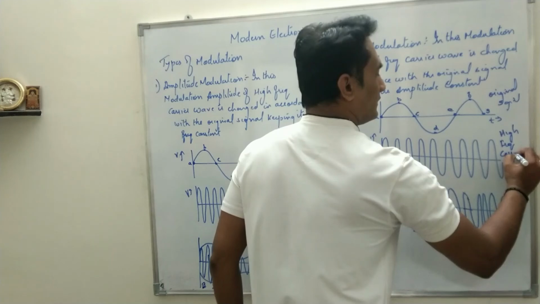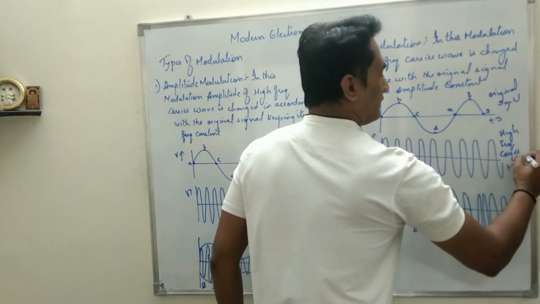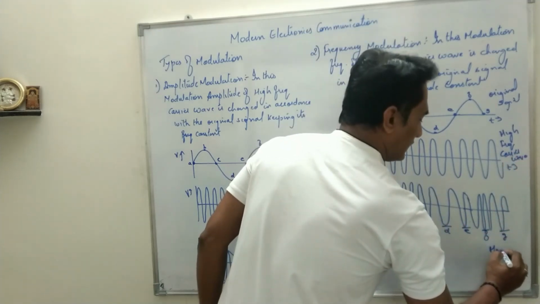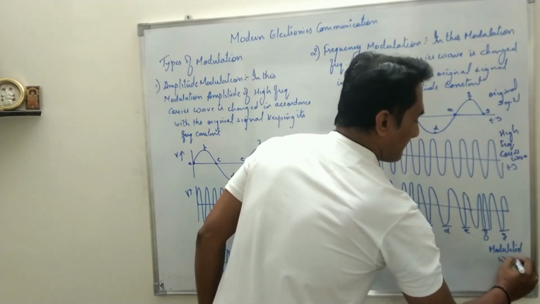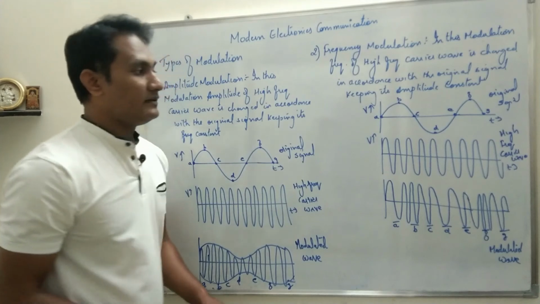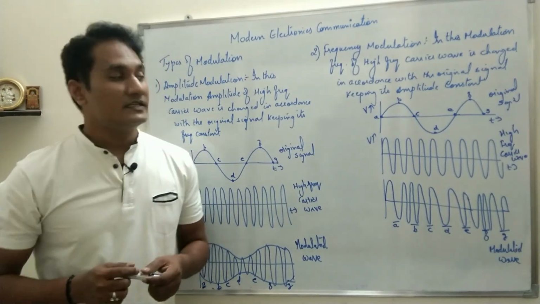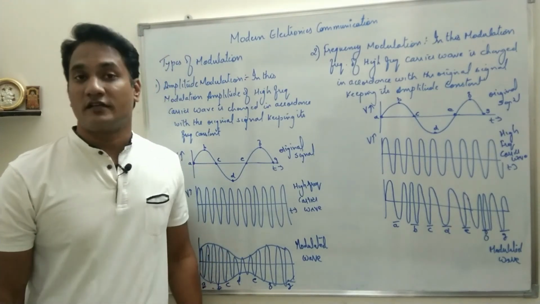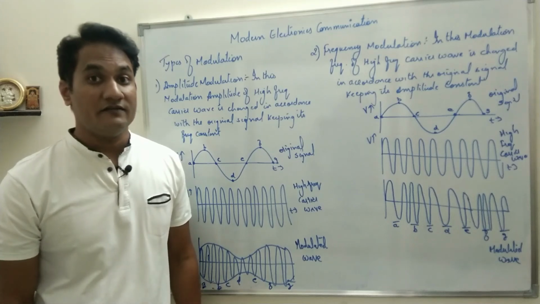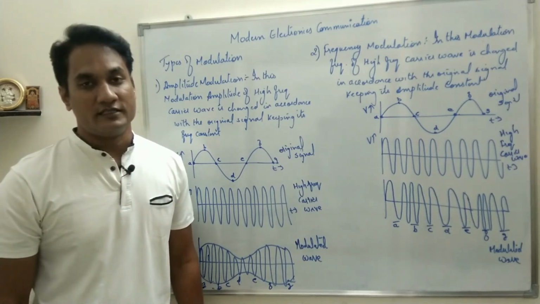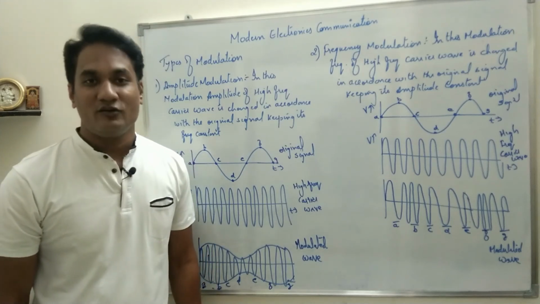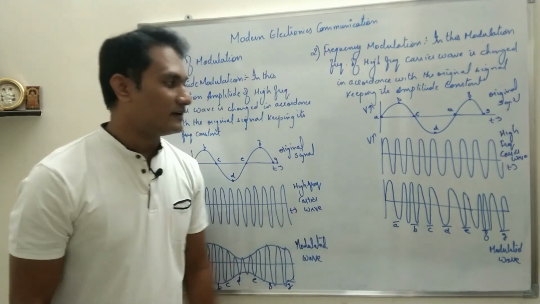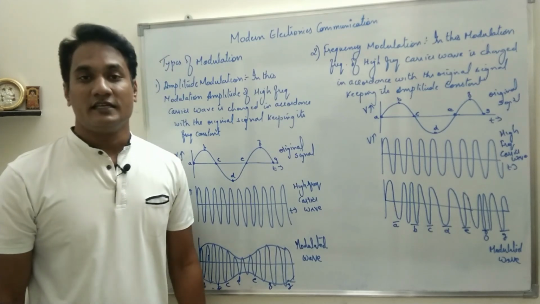frequency carrier wave, and this is the modulated wave. So this is frequency modulation. In this modulation, the frequency of the high frequency carrier wave is changed in accordance with the original signal, keeping its amplitude constant, and this is the graphical representation of frequency modulation.